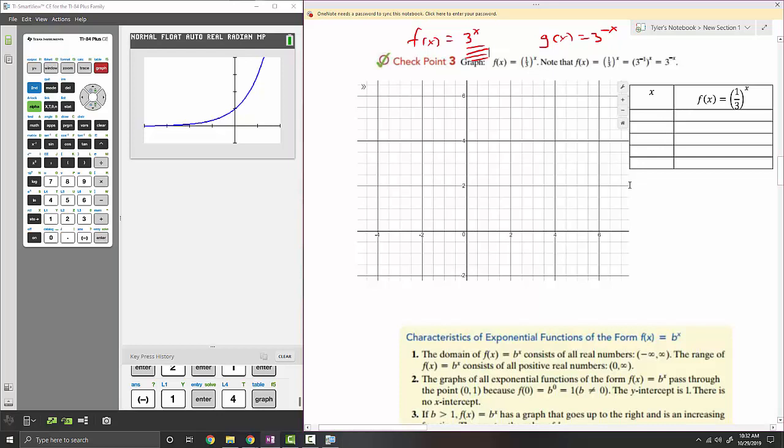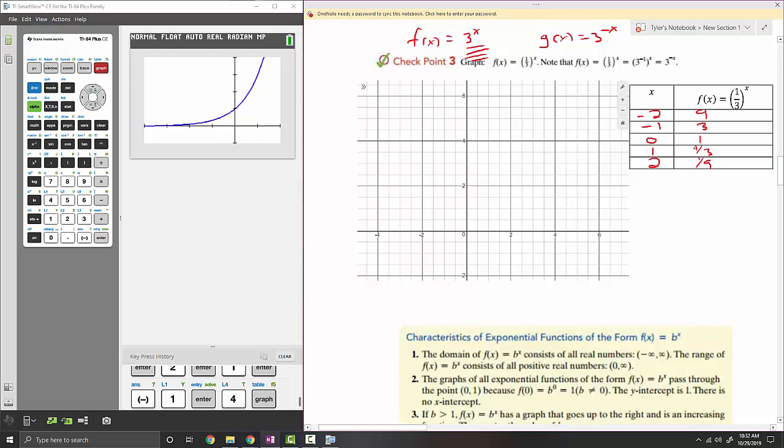So if I get some similar xy coordinates, we would have -2, -1, 0, 1, 2, right? What's going to happen is the y value for 2 is going to become the y value for -2. So this would be 9. -1 would be 3, plugging that in. Plugging in 0, you get 1 still. Plugging in 1, you should get 1/3. And plugging 2 in, you should get 1/9, right? You can plug those values in and verify that. But those are the values that we should get.